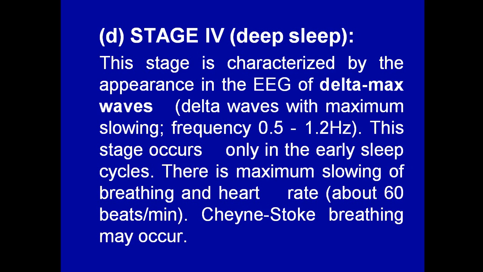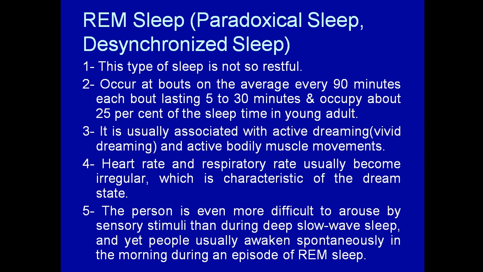Stage 4, deep sleep. This stage is characterized by the appearance on the EEG of maximal delta waves, with maximal slowing, frequency 0.5 to 1.5 Hz. This stage occurs only in the early sleep cycles. There is maximum slowing of breathing and heart rate, reaching 60 per minute. Kinesthetic breathing may occur in this sleep. This is for the first type, non-REM sleep, non-rapid eye movement.